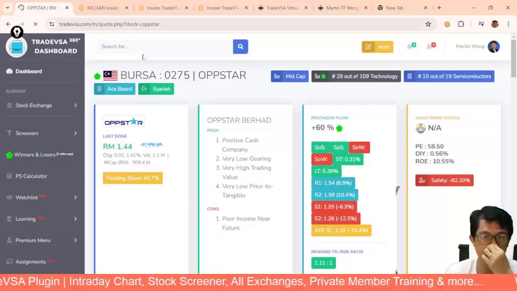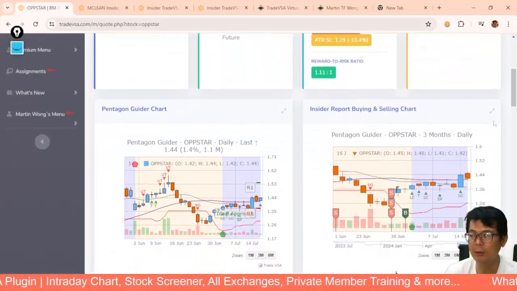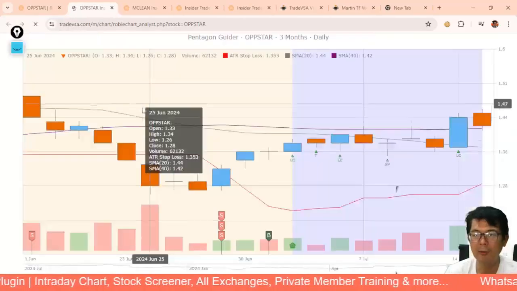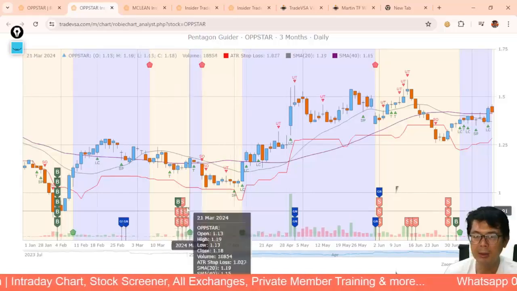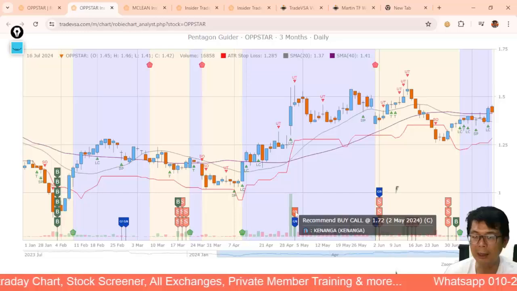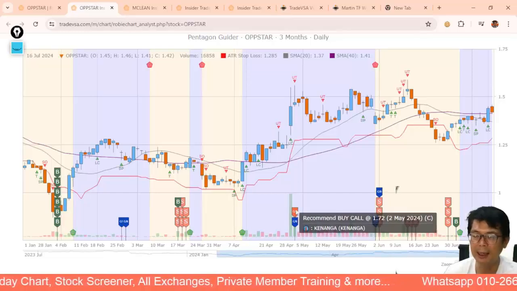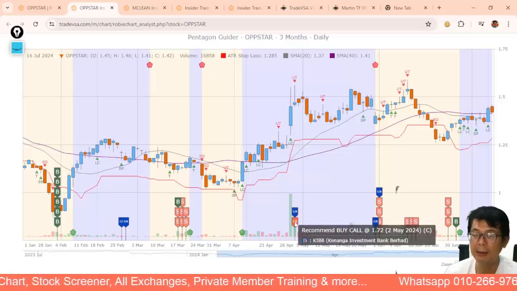So Opstar. Okay, now this one is interesting. Open it up again. Okay, Opstar, go back to 6 months, there was some selling here, buying. There was a call to buy, but this was a bit too high already. Call to buy by Kenanga. Okay, there's a call to buy by Kenanga Investment Bank.